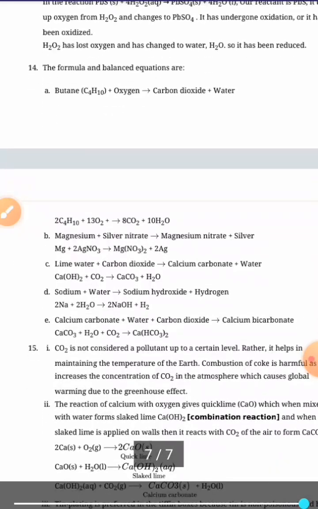Balancing form: 2C4H10 plus 13O2 gives 8CO2 plus 10H2O. Question B: Magnesium plus silver nitrate gives magnesium nitrate plus silver. Balancing form: magnesium plus 2AgNO3 gives magnesium nitrate Mg(NO3)2 plus 2Ag.